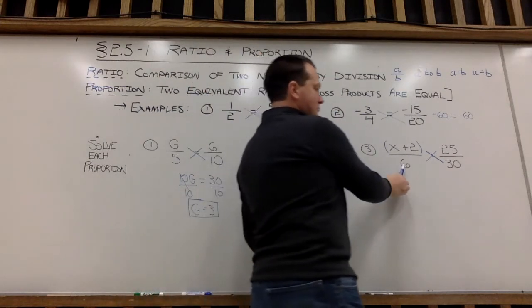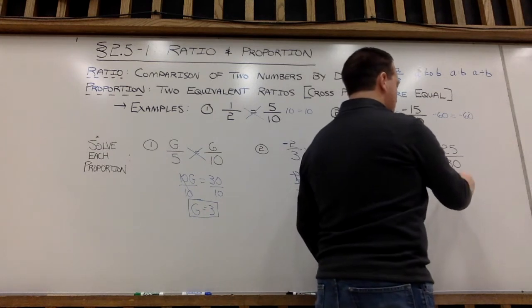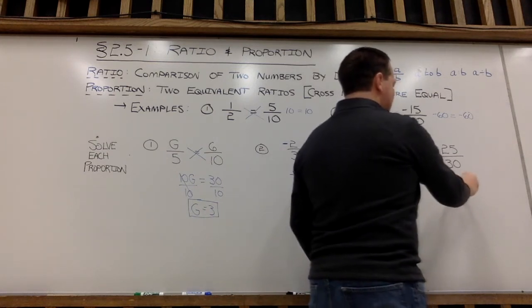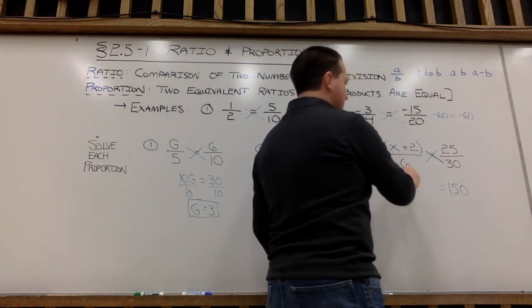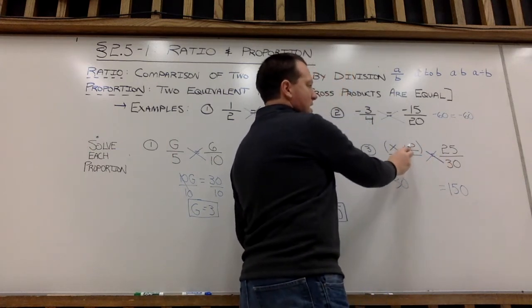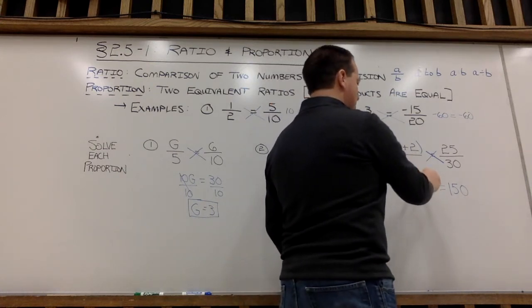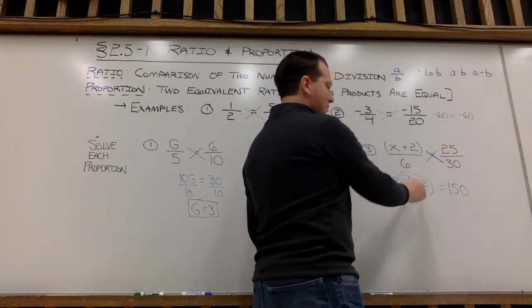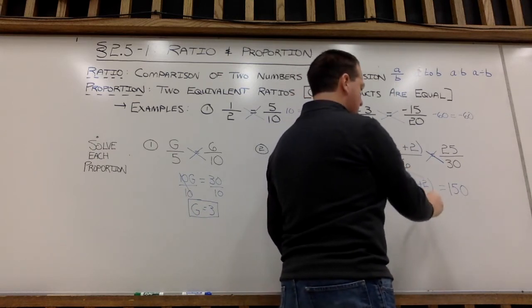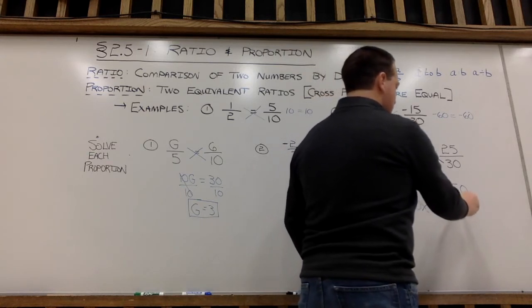That way, when I multiply, I'll take the 6 times 25 and get 150. I need to remind myself to multiply 30 times this whole top value, to the x and the 2. That way, if I put it in parentheses, I'll remember to distribute, multiplying the 30 to the x, 30x, the 30 to the 2, 60, that'll equal 150.